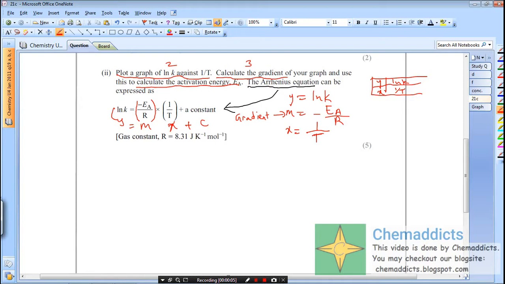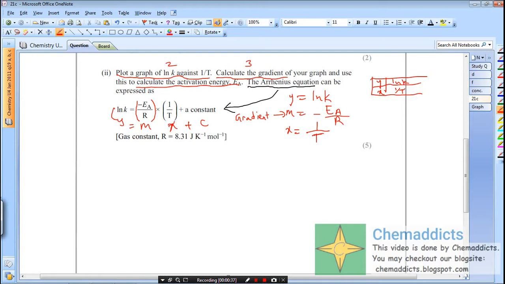Okay fellas, so now we're going to proceed to the previous question. Previously we plotted the graph. This is the first part of this question: plot a graph of ln k against 1 by T. Now we're going to calculate the gradient from the graph that we have plotted, and use this to calculate the activation energy.